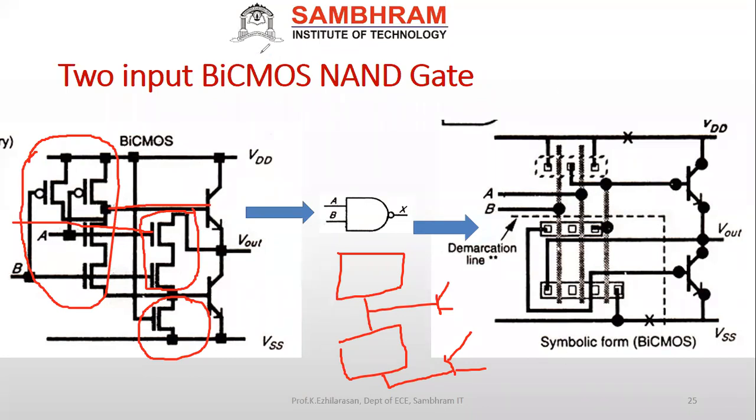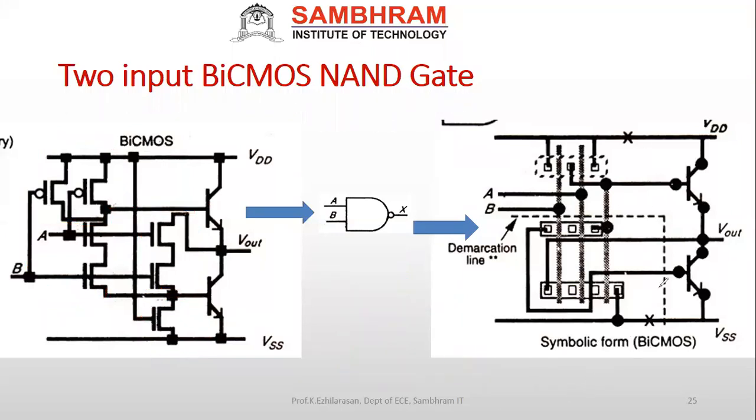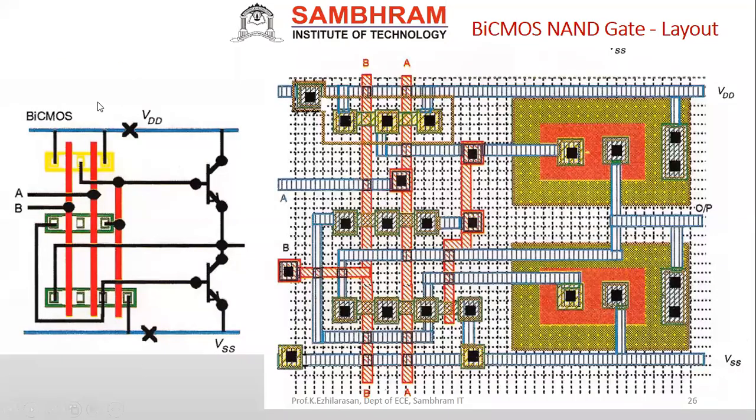This is the symbolic diagram, not the stick diagram. You should have practice with the symbolic diagram. I already said, I already gave this as an assignment for you. So this is the symbolic diagram of your 2 input BiCMOS NAND gate. You draw it yourself, then you'll get the clear picture. Because this we already discussed in the previous classes. Just convert this to a stick diagram, then you can go for the layout. This is the color BiCMOS layout, previously monochrome. So now all the diagrams we have converted.